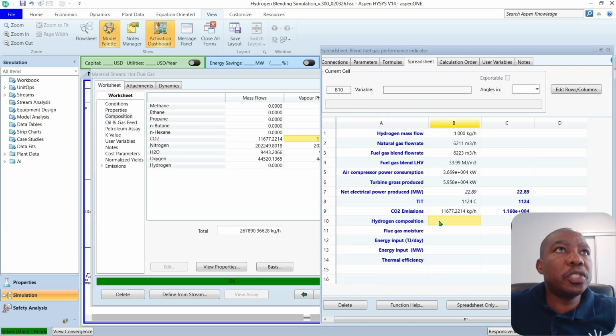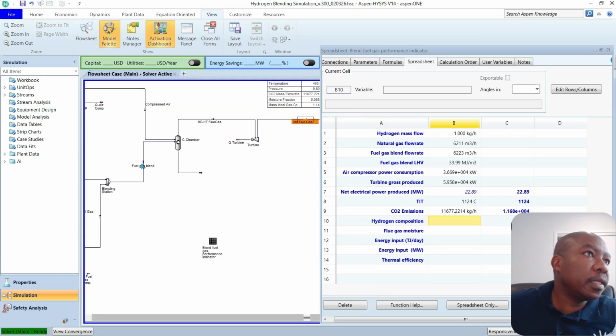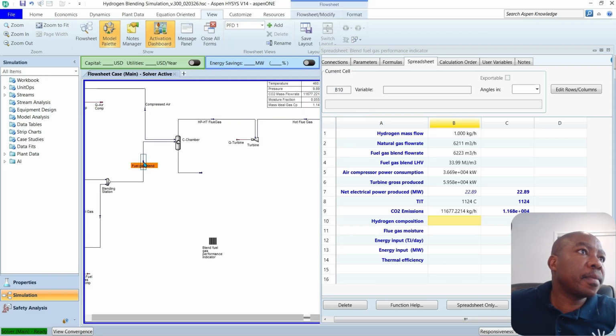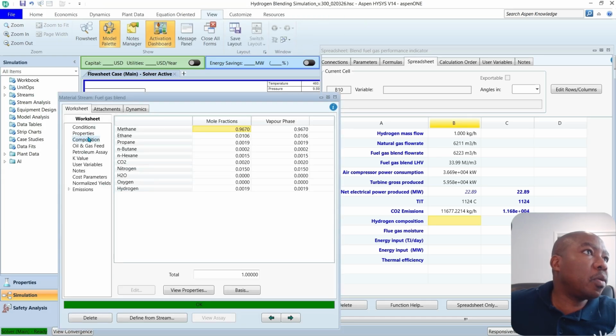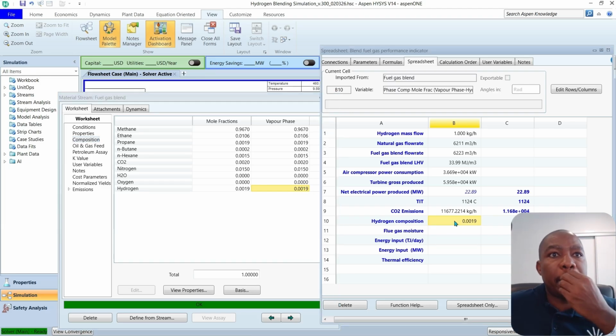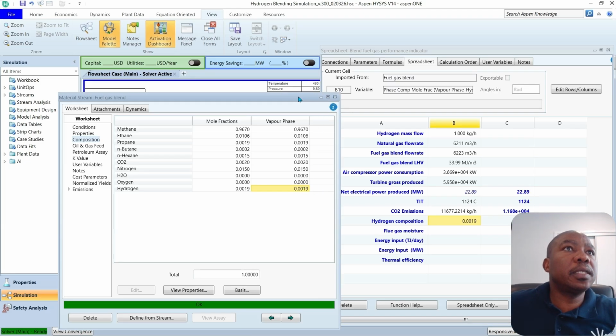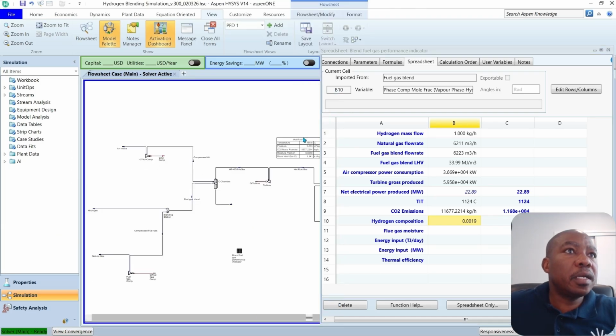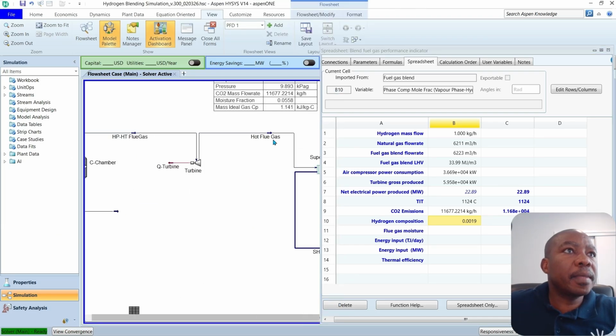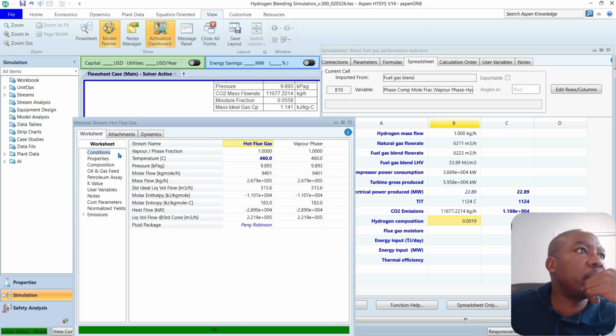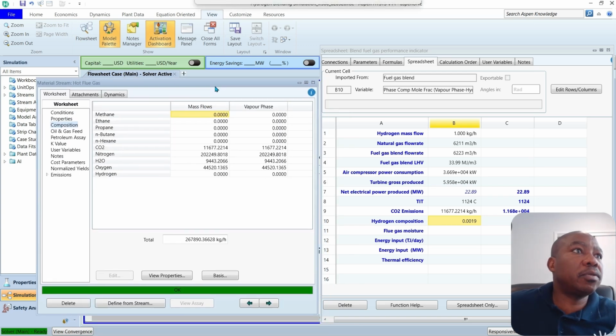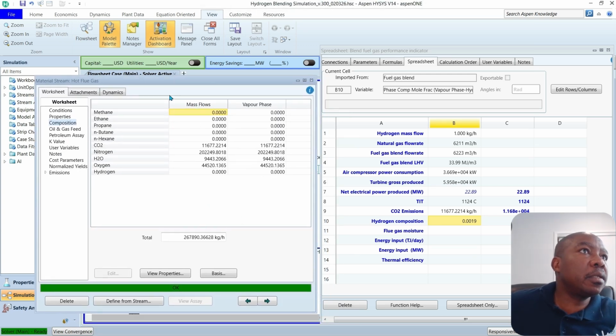And the hydrogen composition in the blended fuel gas. The hydrogen composition in this stream here. Okay, we come to composition and then we are interested in the hydrogen. This here, you click, drag it and drop it there. And then we've also got the flue gas moisture content. Moisture content will be the same stream, this one here. I want to know how much water we are actually producing after the hydrogen combustion. But this is still the mass flow rate.